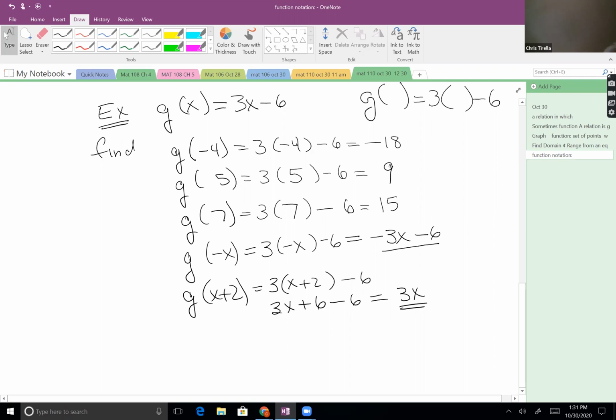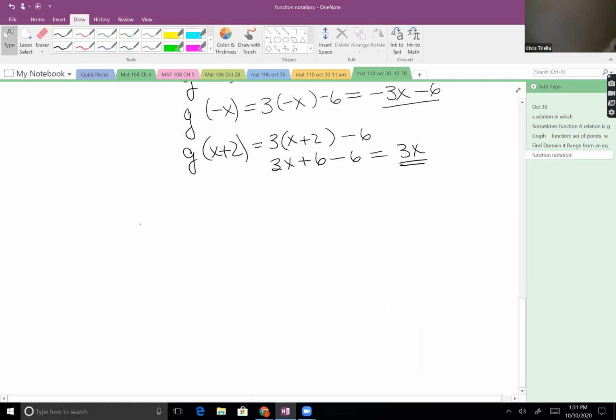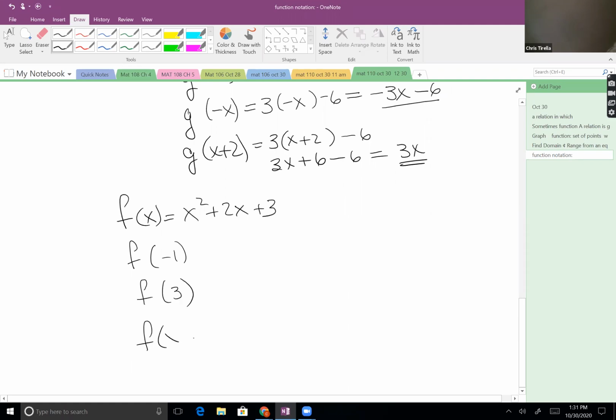So I'm going to shut up for a minute and ask you folks to try some. This time, let's say f of x is equal to x squared plus 2x plus 3. And I want f of negative 1. I want f of 3. And I want f of x plus 2. And I'm going to be real quiet for a minute and have you folks do that.